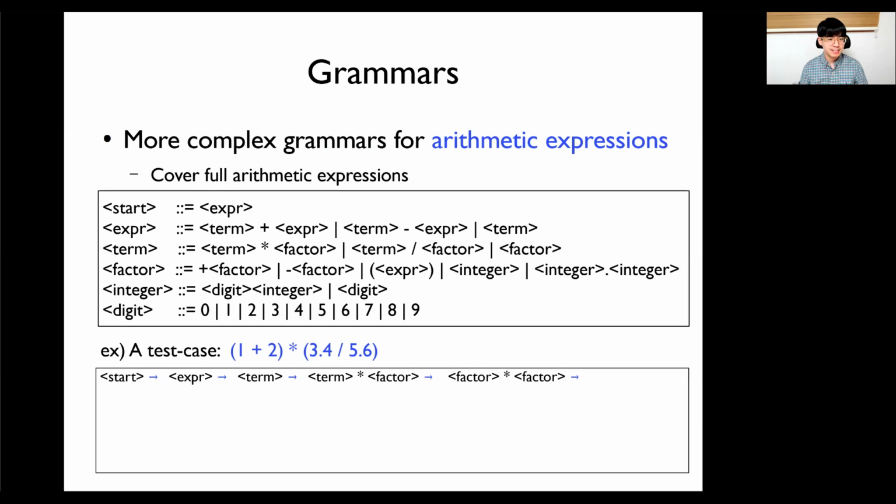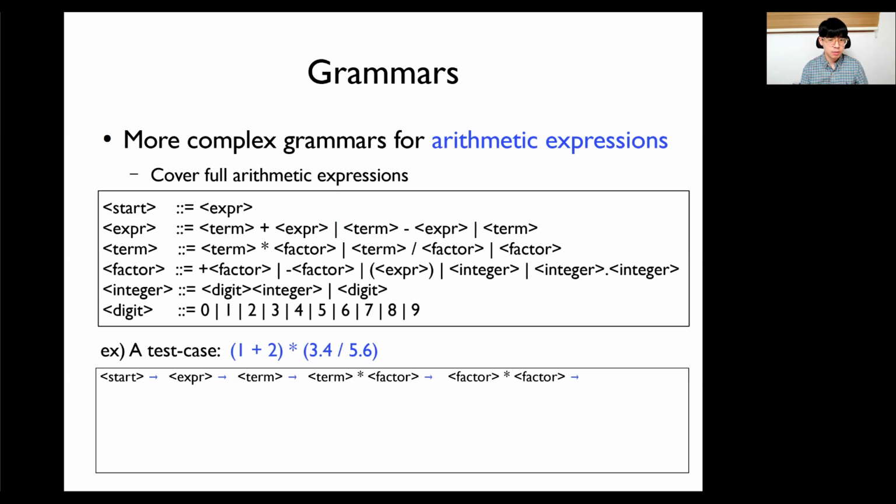To generate this test case, starting from a start symbol, it expands to an expression on the right based on the first rule. And then this expression can be one of the three alternatives: a term plus expression, term minus expression, or just term. And let's expand just term.